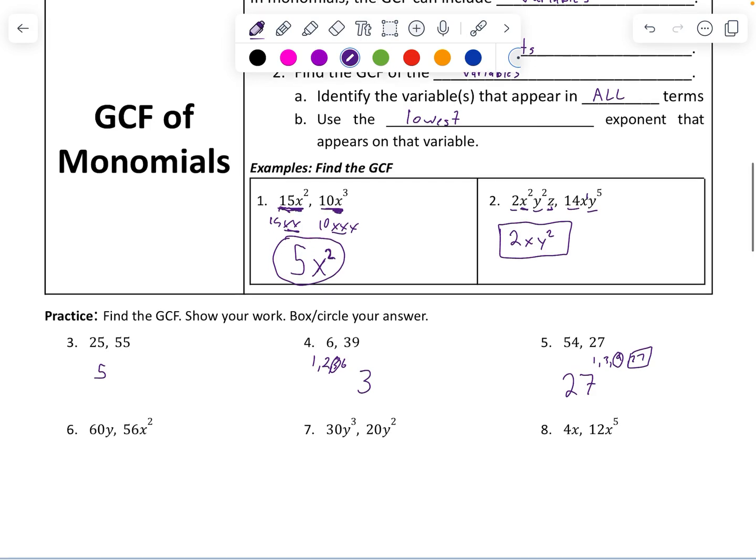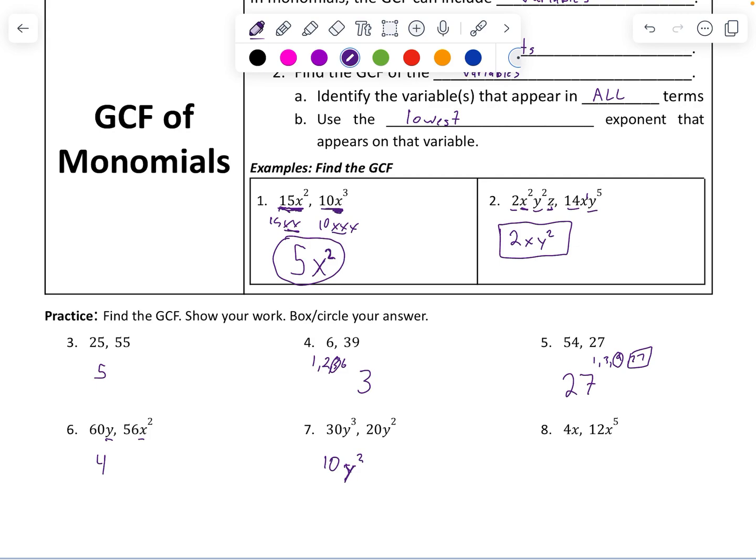Now I got some with variables, 60 and 56. Those are 4 apart, so I wonder if 4 goes into both of them. Quick check, and yes, the 4 does go into both of them. They don't have any variables in common, so it's just 4. 30 and 20, I know 10 goes into both of those. They both have a y. The smaller exponent is a 2, because that's essentially saying 10 goes into both of those, y squared goes into both of those.